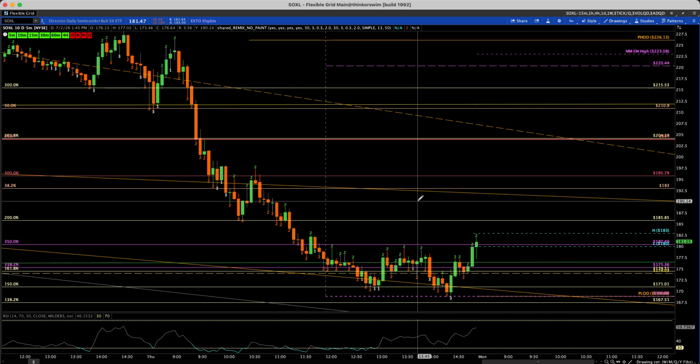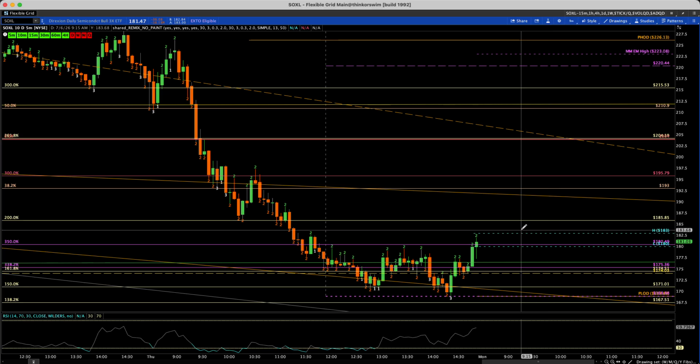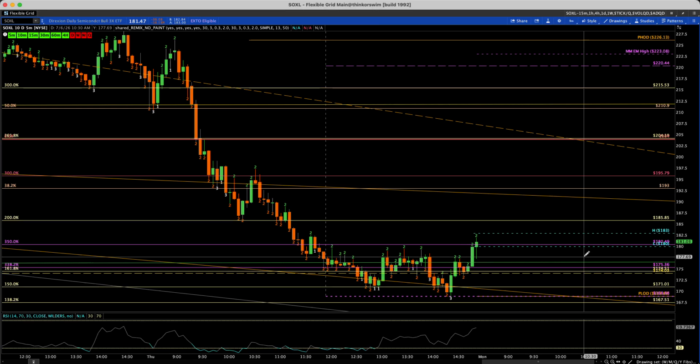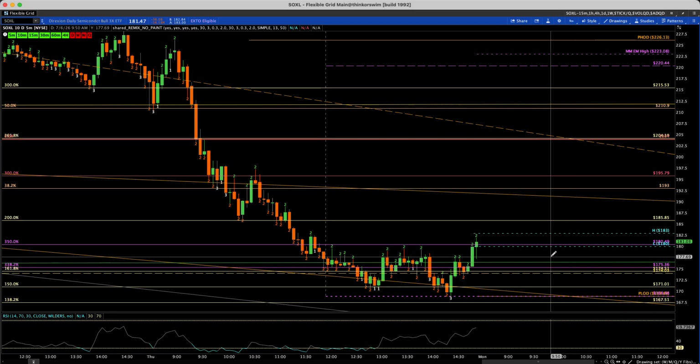There's also the rule of threes, right? If one side of the 3 has been breached and you break back into the 3, especially if you go below the 50% level of that 3, then more than likely the low of that 3 is going to be breached as well. So on top of the combo 2 up, 2 down, we've got the rule of threes here that could pull us down a little bit more.